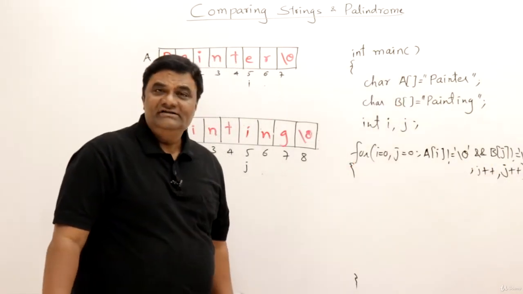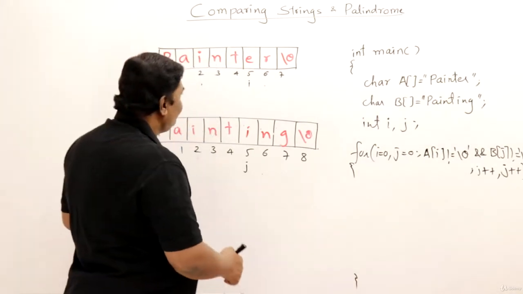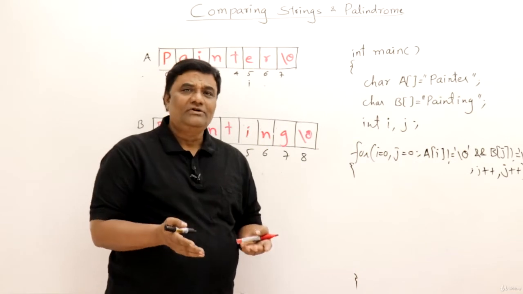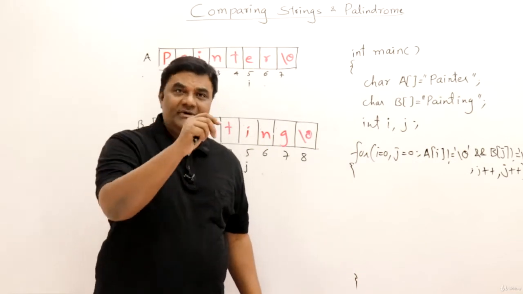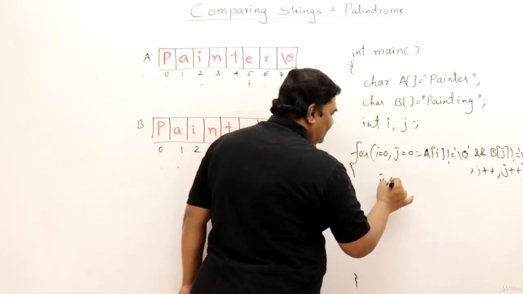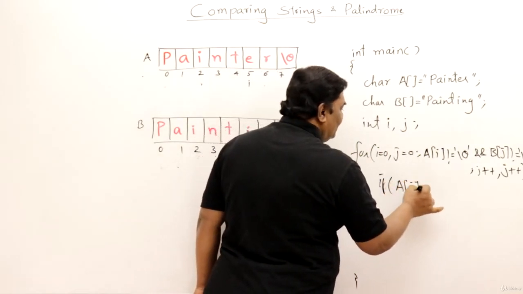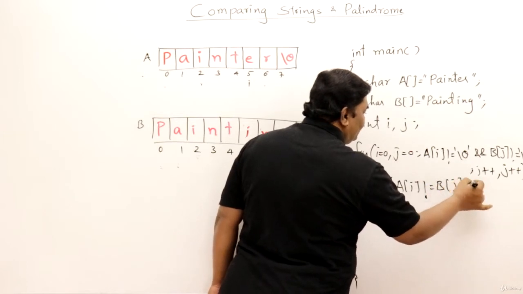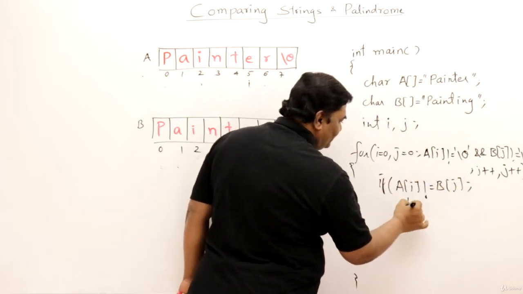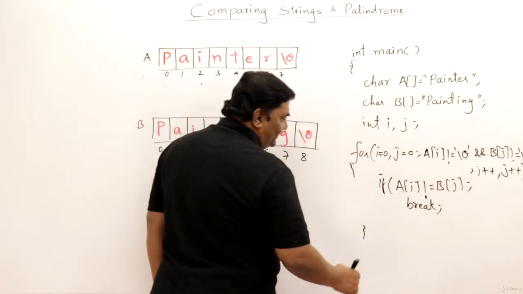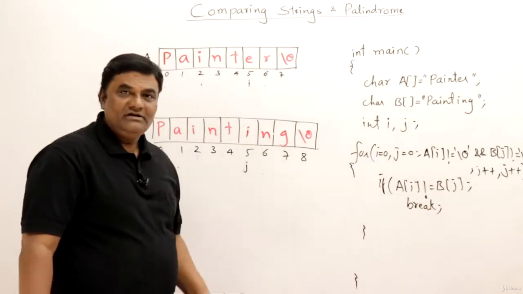That's it. Now inside the loop, what should I do? I should check if they are matching or not. If they are matching, I don't have to do anything. If they are not matching, then I should stop the procedure. So in this loop, if A of i is not equal to B of j, then simply stop from this for loop and say break. Come out of this. That's it.